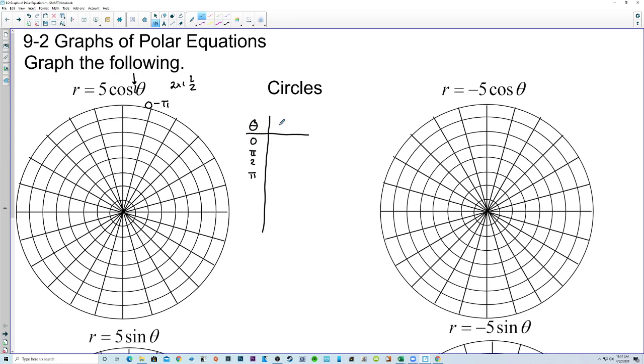Now when you plug 0 in, cosine of 0 is 1, and then 1 times 5 is 5. So we start with 5. At pi over 2, cosine of pi over 2 is 0, so we're at 0. And then at pi, cosine of pi is -1, so we're at -5. Now, what we could do is plug in thousands of points in between 0 and pi, and we'll come up with a nice circle. But if we know the shape, we only need a few reference points.